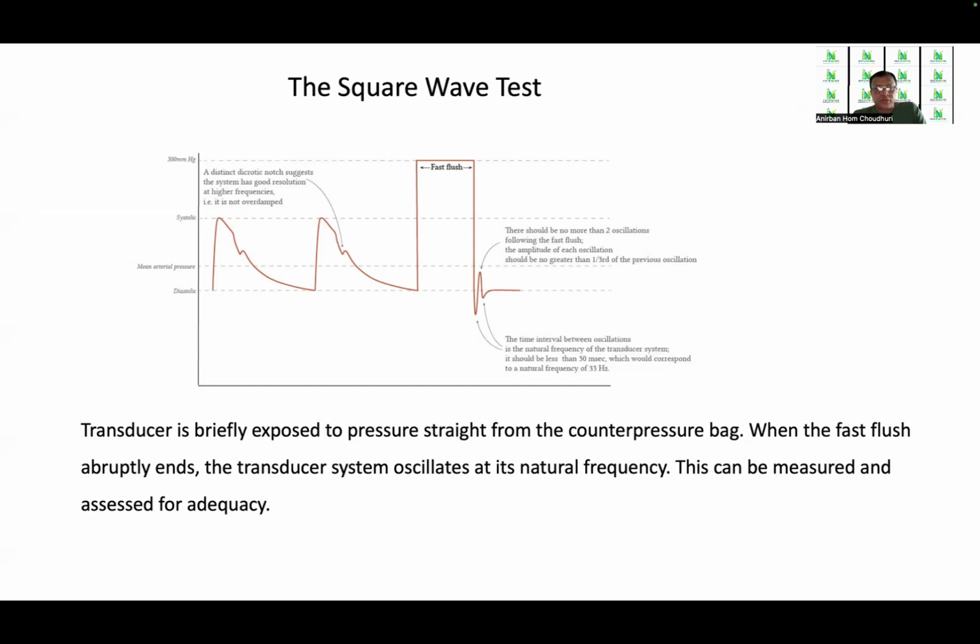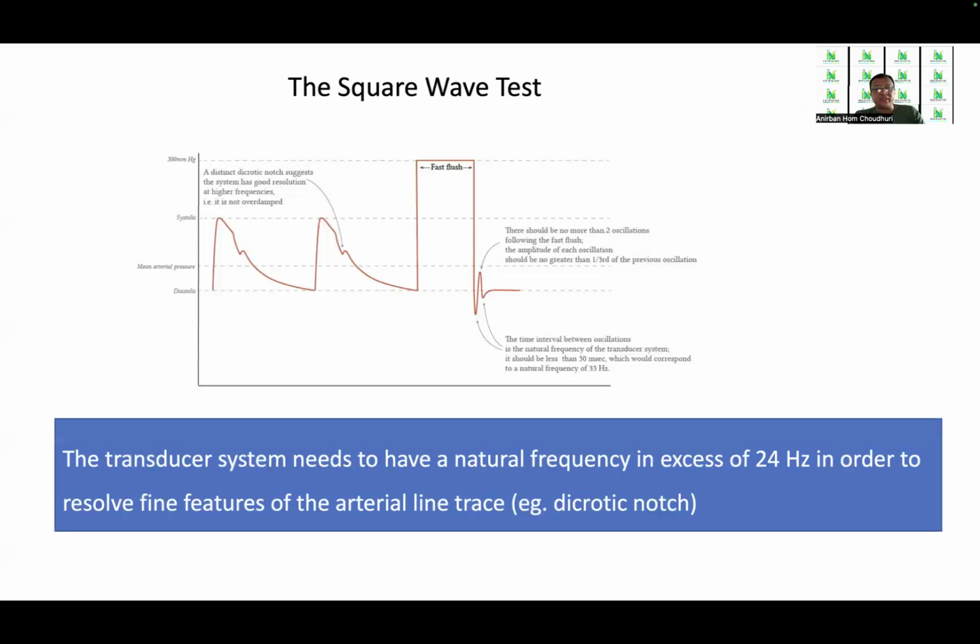So this transducer, when it is briefly exposed to this pressure from the compression bag, can oscillate at its natural frequency. Therefore, these transducer systems need to have a natural frequency in excess of 24 Hertz in order to resolve the features of the arterial line trace, like the dicrotic notch.